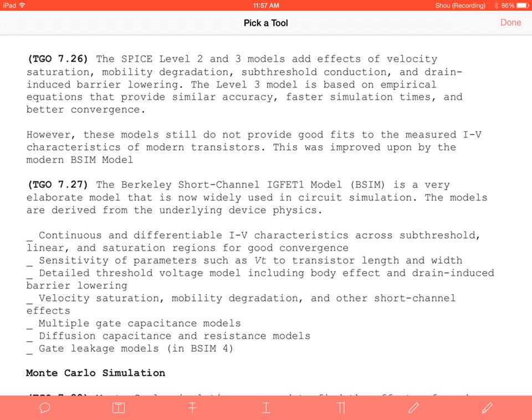And the BSIM, of which you saw an example of a BSIM3 model. The Berkeley Short-channel IGFET Model is a very elaborate model now widely used in circuit simulation. The models are derived from the underlying device physics. So the TGO ends here. This is actually 28, 29. When I post the actual TGO, you should be able to read it.